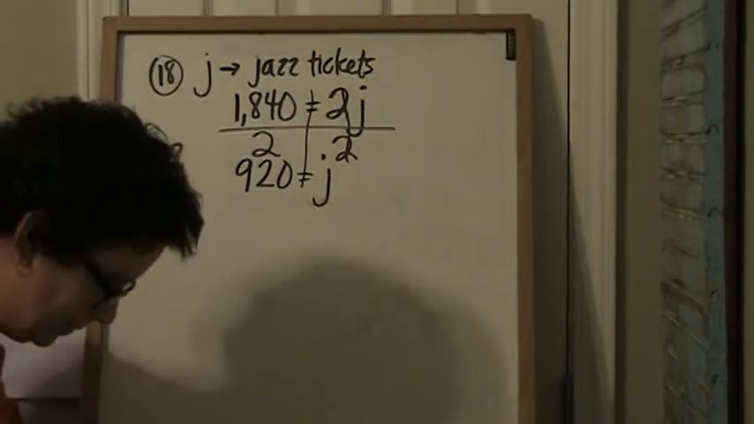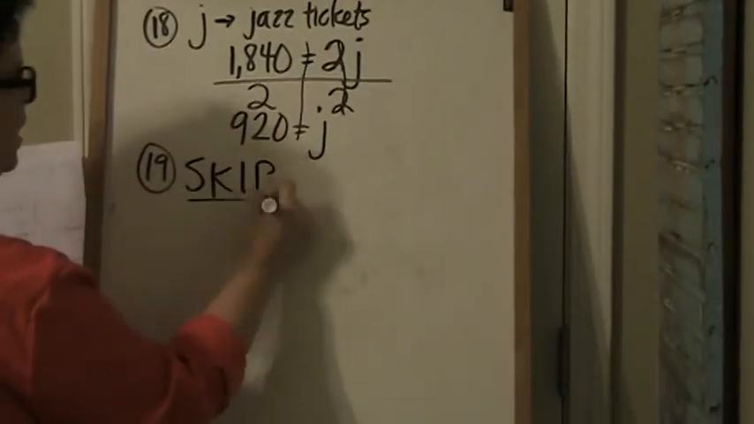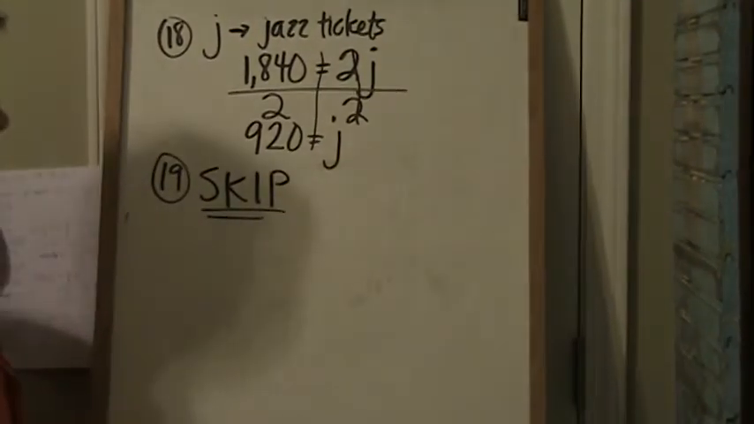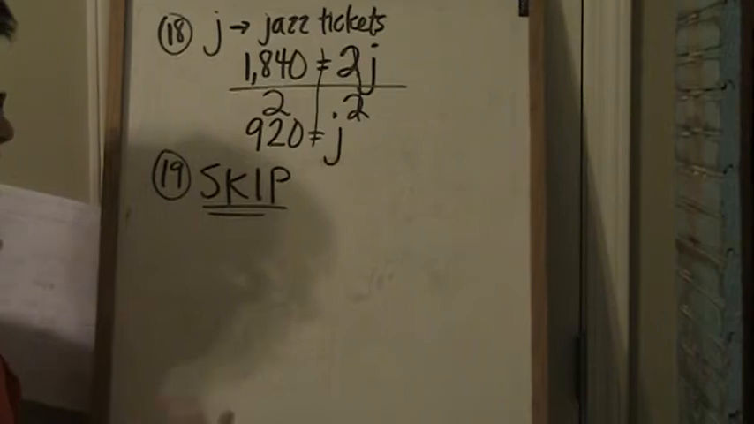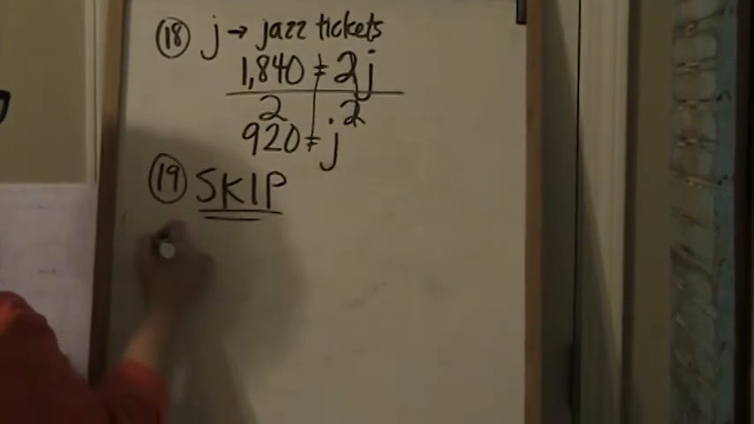Number 19. Actually, we're going to skip number 19 because I don't like the way it's worded. And the only way I could figure out to do it was to write something that was not an equation. Okay? So don't worry about number 19. Just put a big X through it.